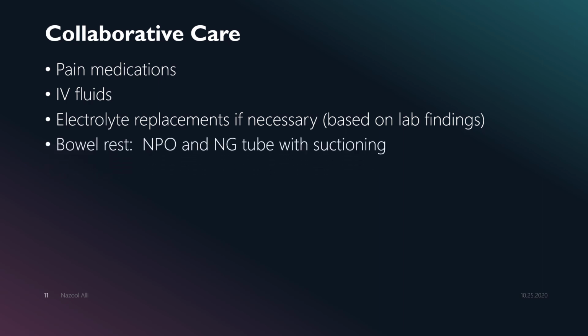Bowel rest is very important. What we do is we put in a nasogastric tube, and that nasogastric tube is going to go to low intermittent suctioning. What we're trying to do there is suppress. By not having gastric content or by not giving the patient anything by mouth, we're suppressing the pancreas from secreting pancreatic enzymes. By doing that, you're putting the pancreas to rest, or we call this bowel rest.